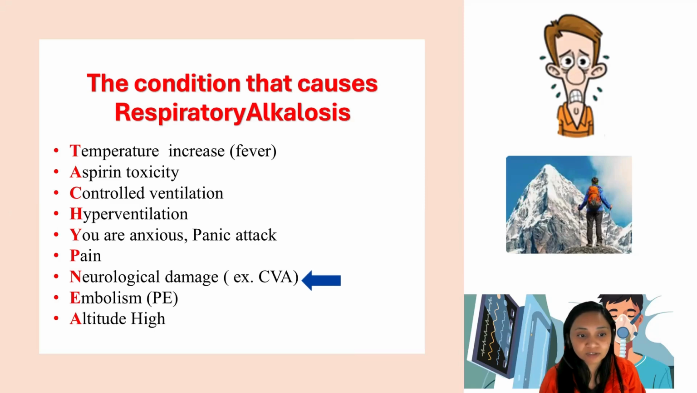When a patient has any neurological damage, such as cerebrovascular accident, or pulmonary embolism, where there is a clot in the pulmonary circulation, the patient will try to catch their breath and hyperventilate. At high altitude, the low oxygen level will cause the body to hyperventilate. Anytime we hyperventilate, which means breathing fast, we are losing a lot of carbon dioxide.